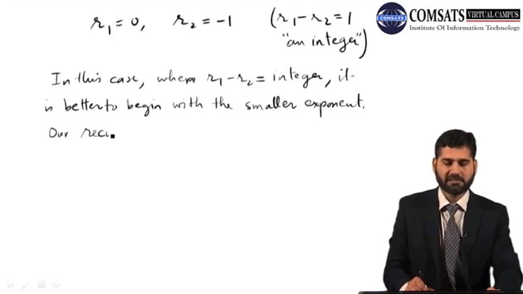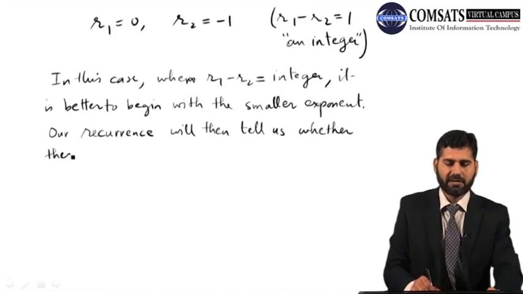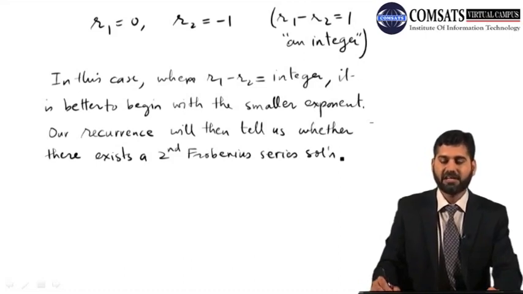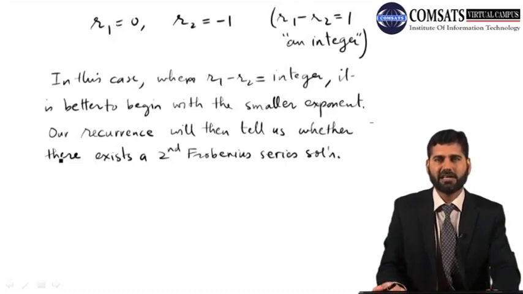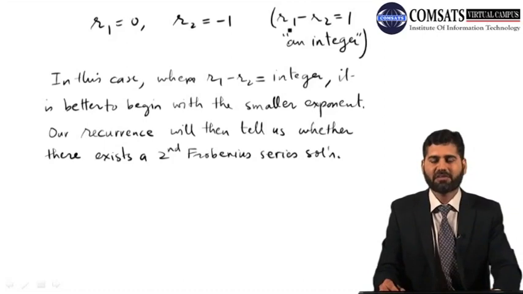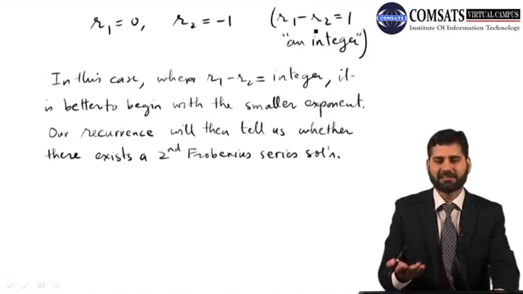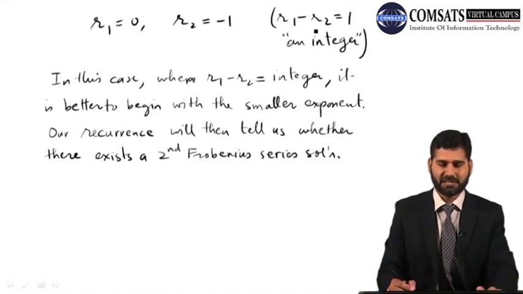Our recurrence relation will then tell us whether there exists a second solution or not, a second Frobenius series solution or not. Because right now we don't know whether our Frobenius series solution exists or not. So if it does, then of course we get both the Frobenius solutions, and this will be a lucky, fortunate case, that even though we had R1 minus R2 as an integer, we still got the two Frobenius solutions. That will not always be the case. That's why I'm calling it fortunate, that in this example, even though the difference was an integer, we got two linearly independent Frobenius series solutions. That will not always be the case.